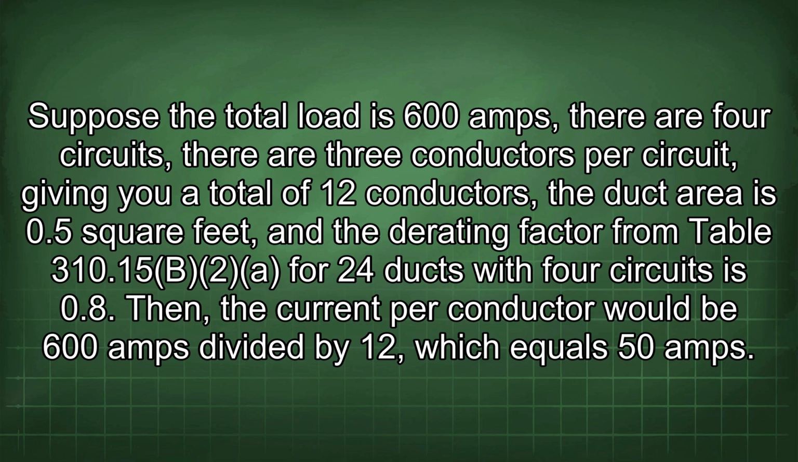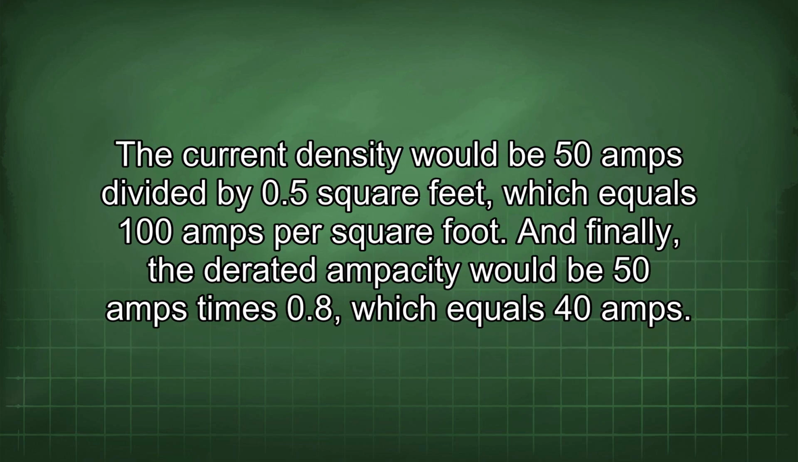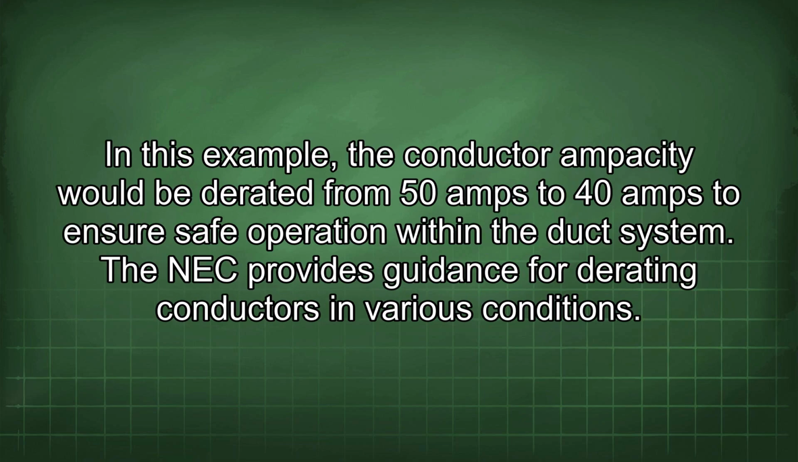Then, the current per conductor would be 600 amps divided by 12, which equals 50 amps. The current density would be 50 amps divided by 0.5 square feet, which equals 100 amps per square foot. And finally, the derated ampacity would be 50 amps times 0.8, which equals 40 amps. In this example, the conductor ampacity would be derated from 50 amps to 40 amps to ensure safe operation within the duct system.